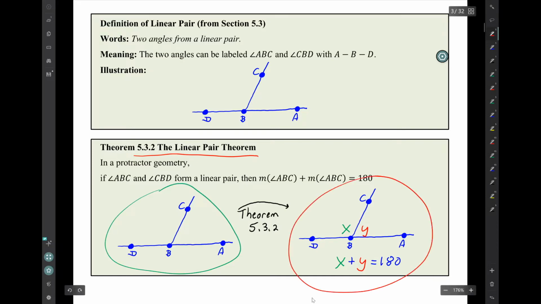Now notice in my illustration of this, I do not draw the conclusion in the following way. I don't do that because that makes it look like ABD is an angle, which it's not. Those are collinear points. They don't form an angle. And it also makes it look like that angle has measure 180, which it can't. In our geometry, angles cannot have measure 180. So I illustrate the conclusion of the linear pair theorem with this drawing, and I just have to have this equation as kind of a sidecar.